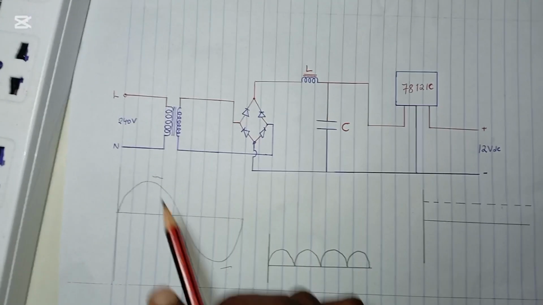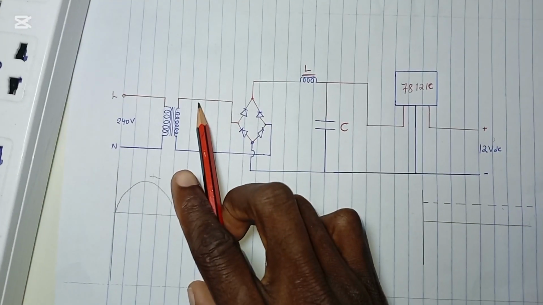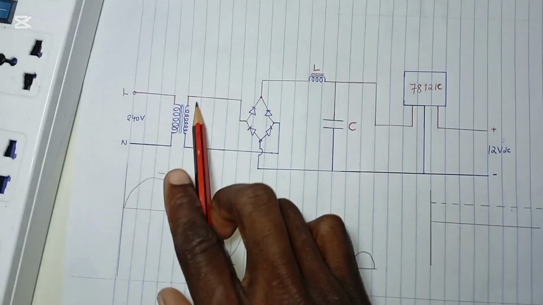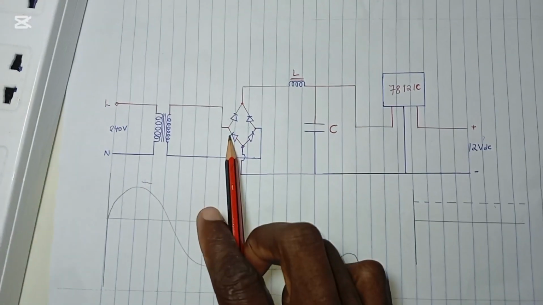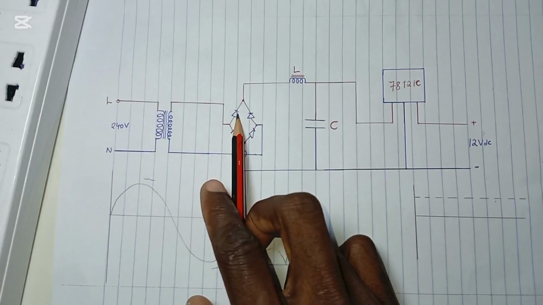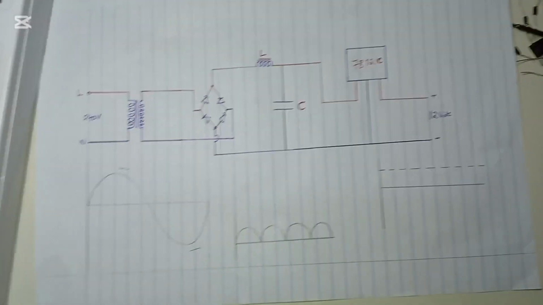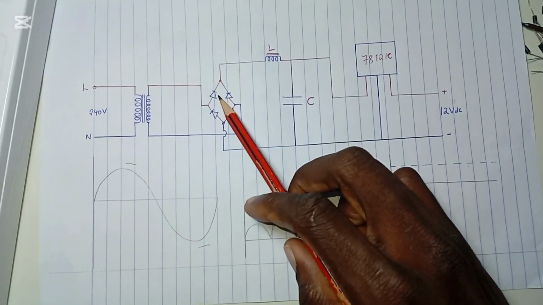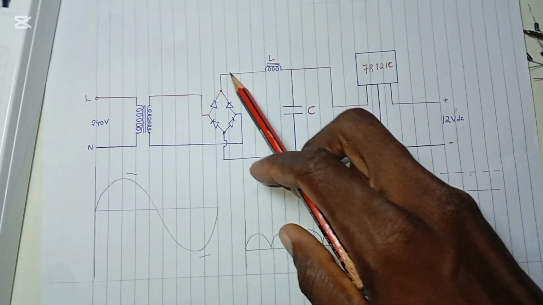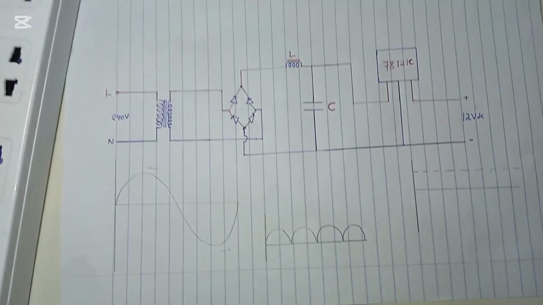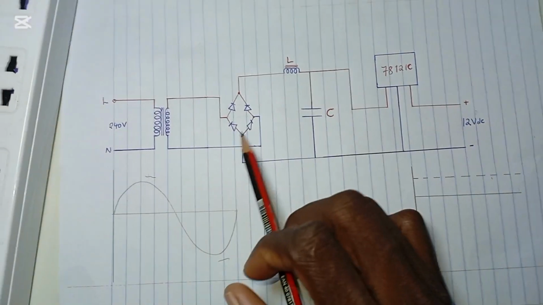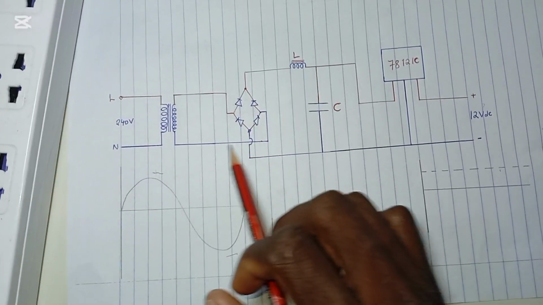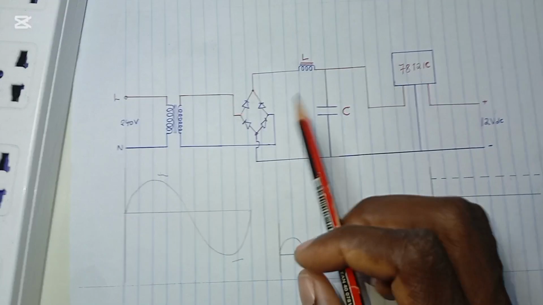Let's take this signal. When this side is positive, the current comes from the step down transformer and will pass to this diode. This diode is forward biased, okay? This diode will conduct and allow that current to pass through, and it will continue to the system. Then it will return through this diode back to the transformer, and the process will continue.